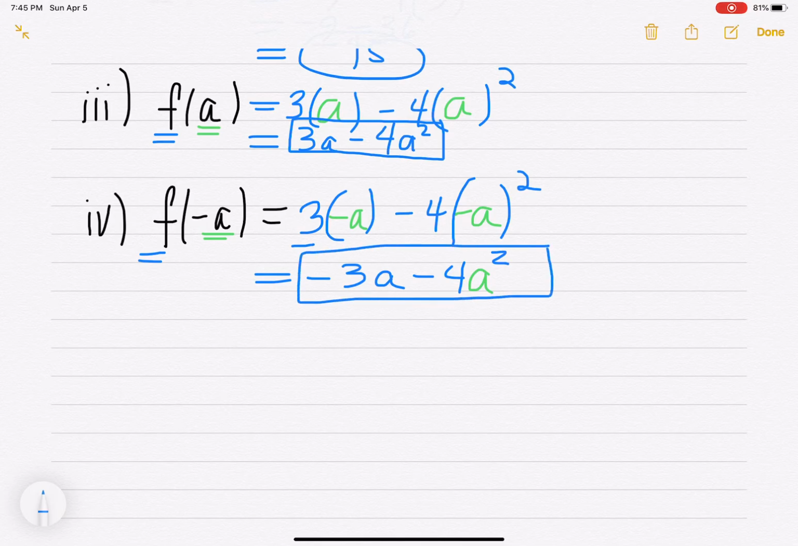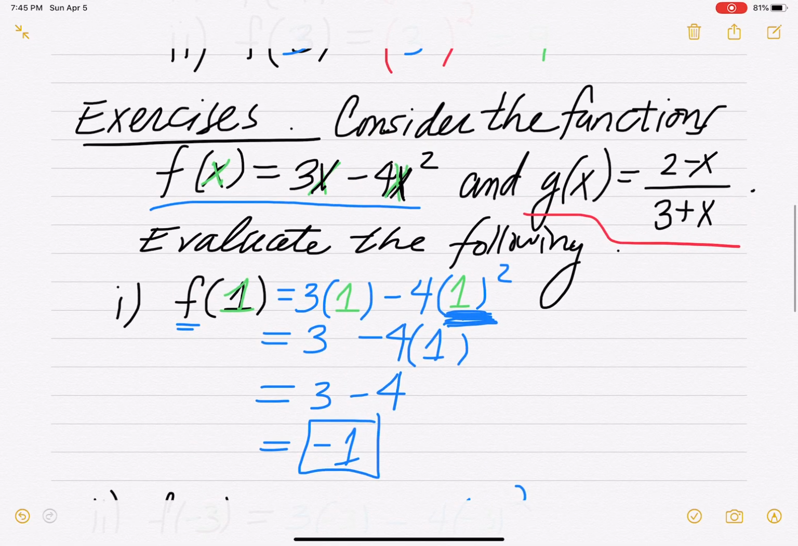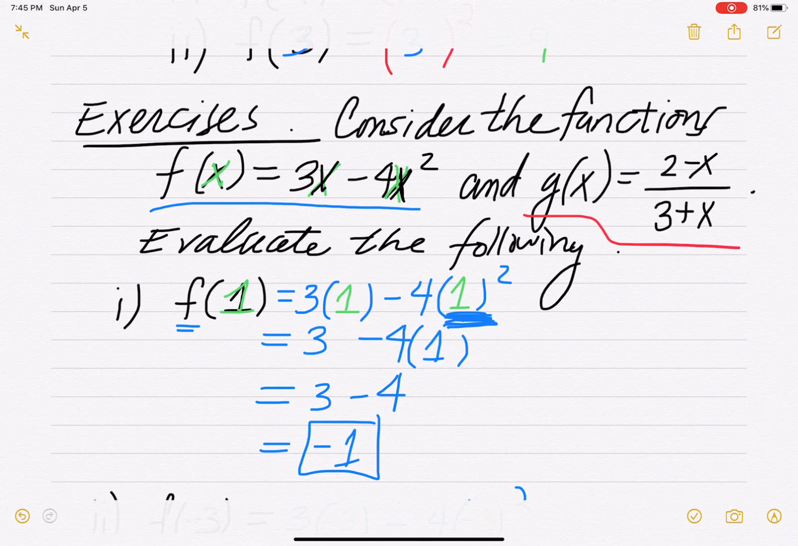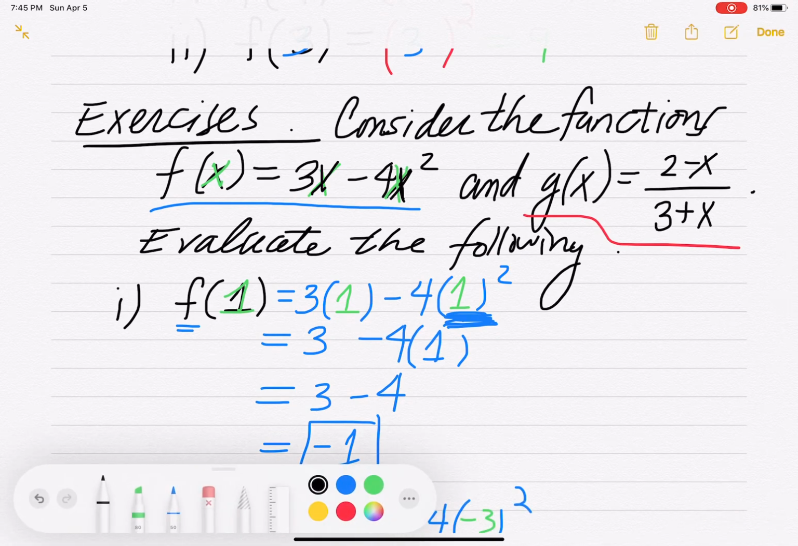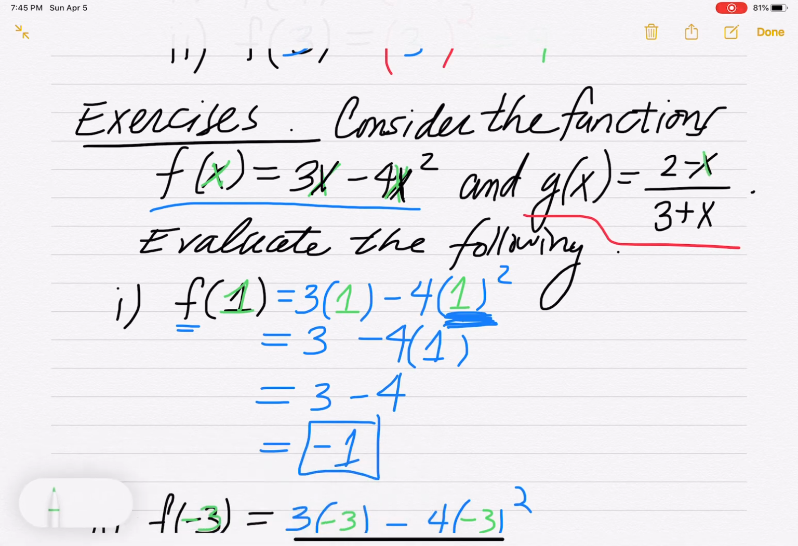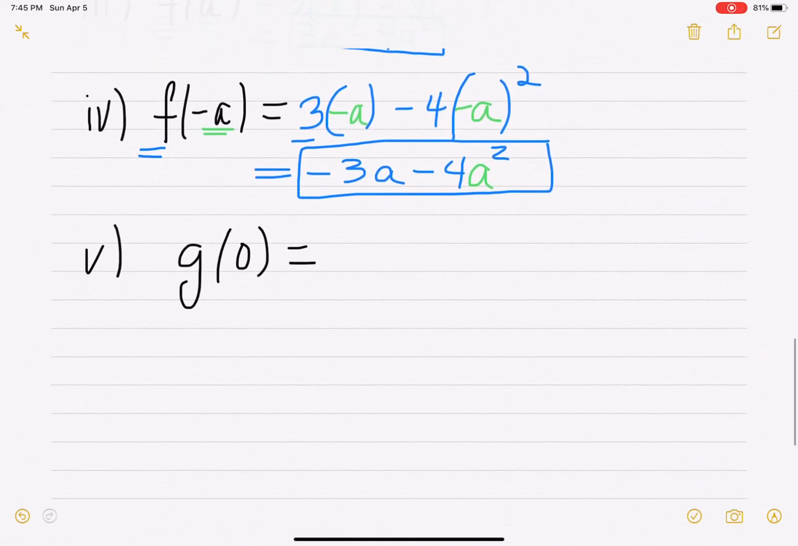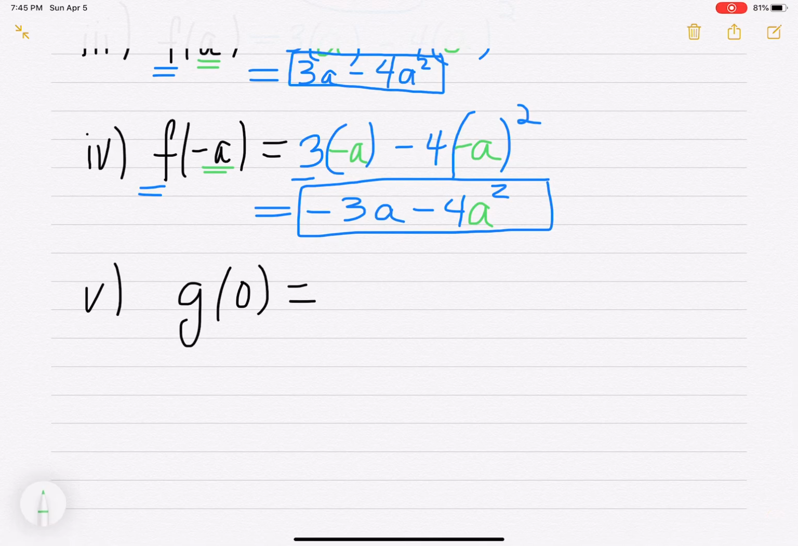All right, let's do number 5. g of 0. Oh, what was the g function? It was in red, right? So the input is x, in green. So it's 2 minus x over 3 plus x.